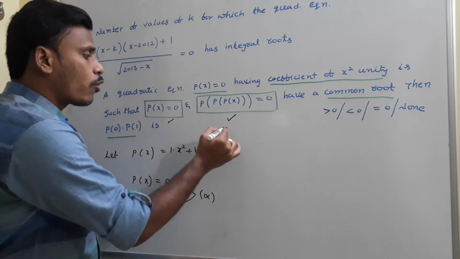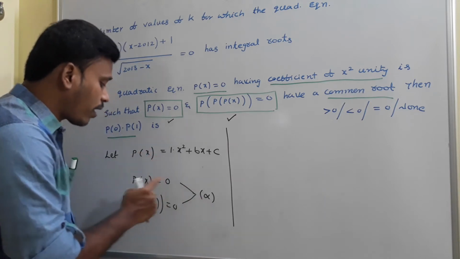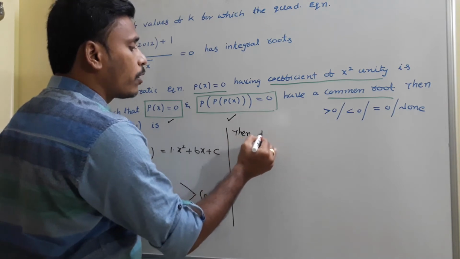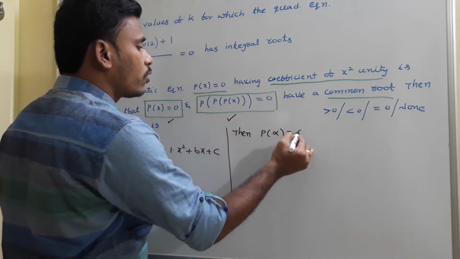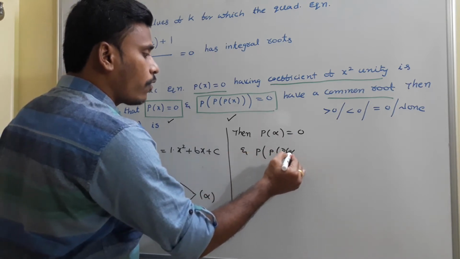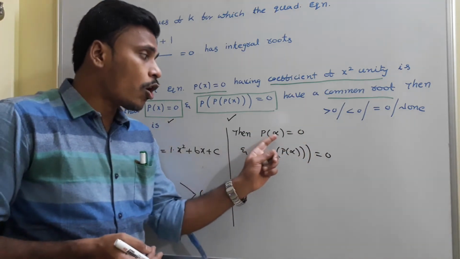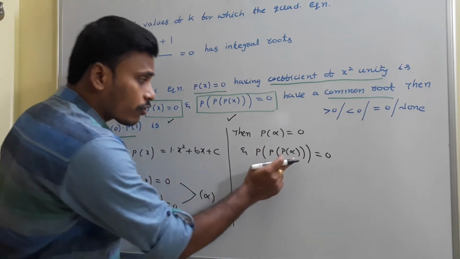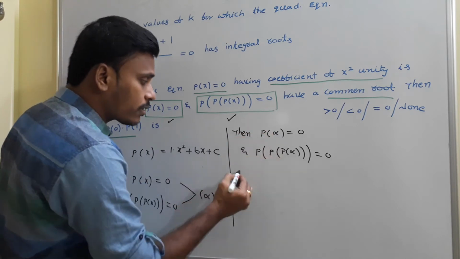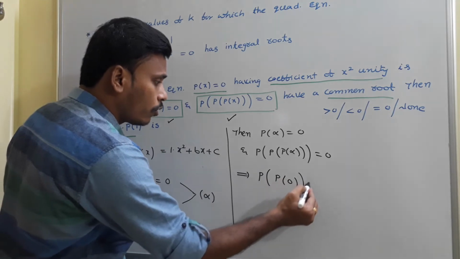Since alpha is a common root, what will happen? Root in the sense what? If you replace that alpha in the place of x, it will satisfy. So then what will happen? Since alpha is a common root, then p(alpha) = 0 and q(alpha) = 0 as per the problem. But since p(alpha) = 0, you just replace this p(alpha) with 0. Okay, I am using this first one in the second one. Then it becomes like this: q(0) = 0.